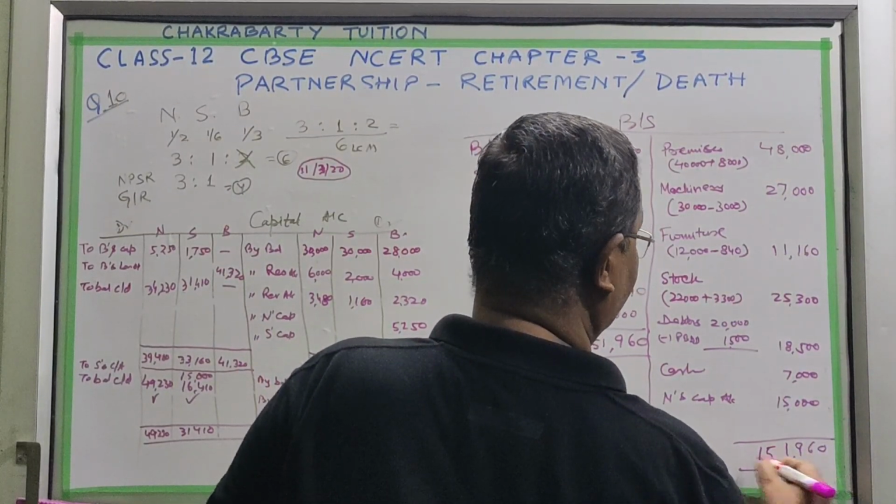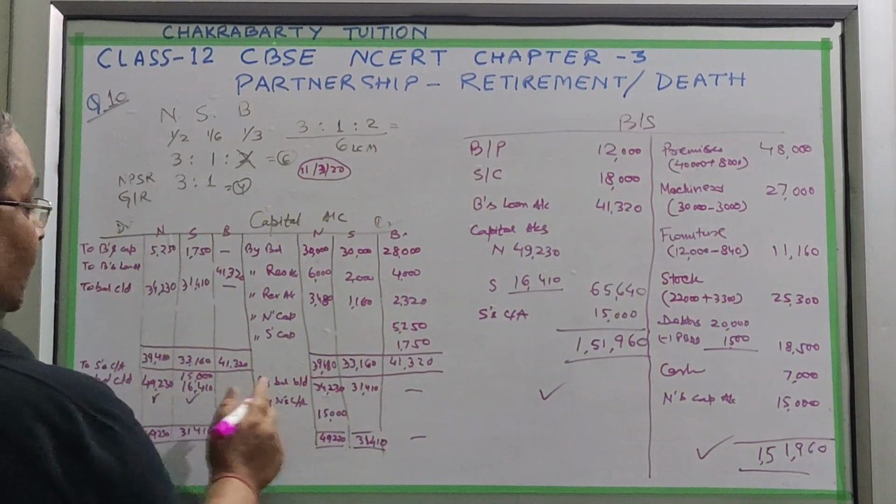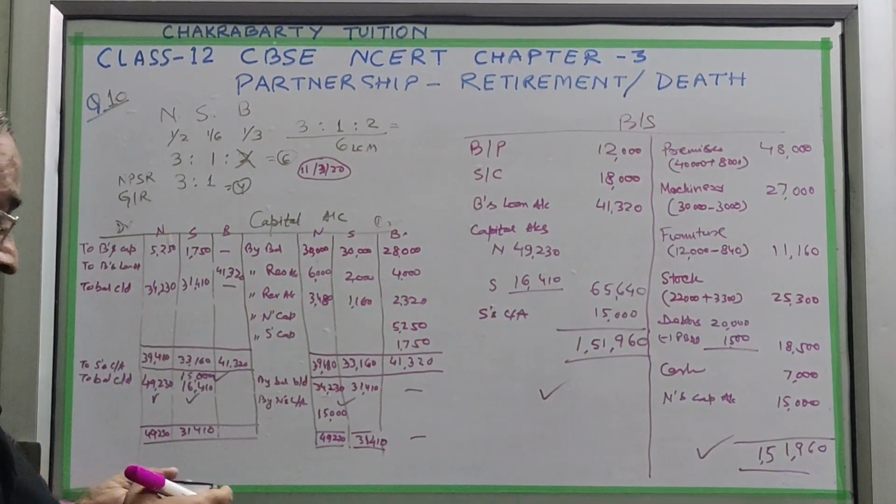So it is okay. This balance is okay and current account is also okay. So now this chapter is over.